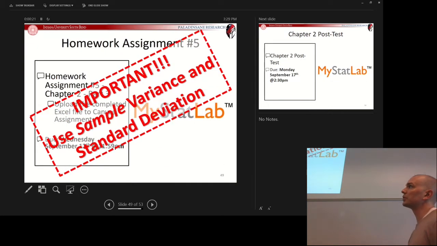Importantly, just a reminder, for this homework assignment, use sample variance and sample standard deviation. So you will see that throughout the assignment, it'll say, here's a sample of 15 scores, use this sample of 25 scores. So we're using sample variance and sample standard deviation. So stdev.s for sample, that's the one that you want to use.